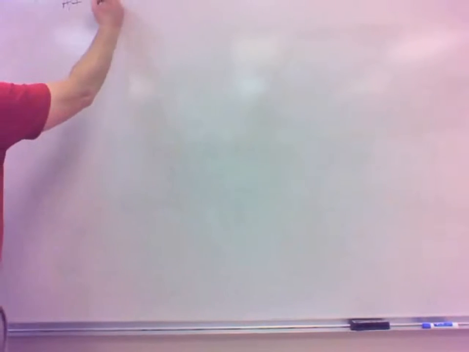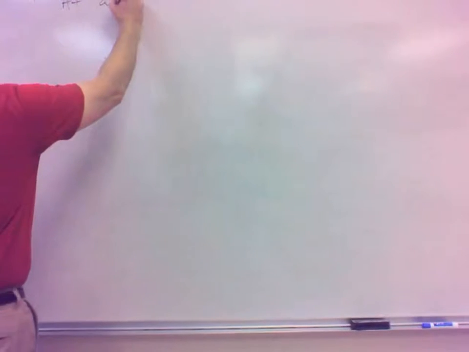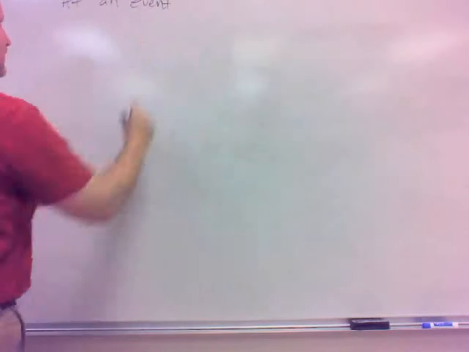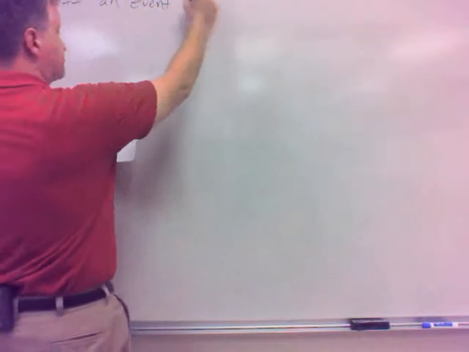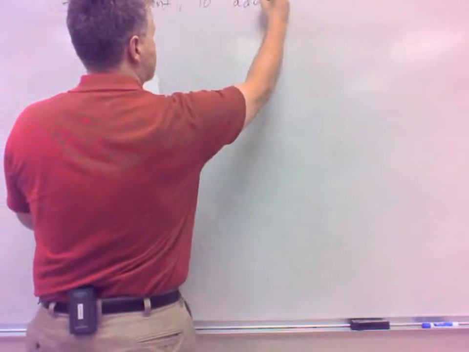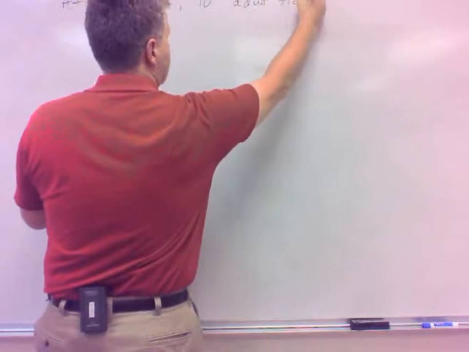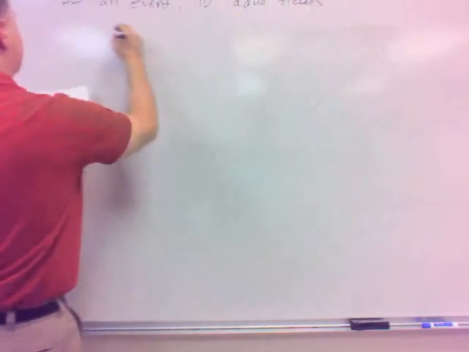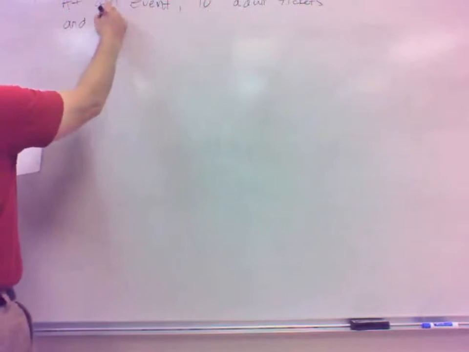Say we had a little problem here. We had an event. We knew some information about the tickets at this event and the prices. It was 10 adult tickets and 5 children's tickets.